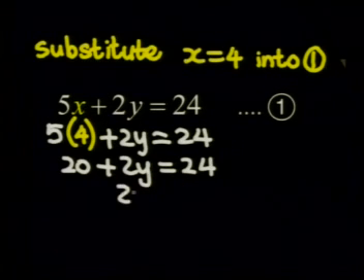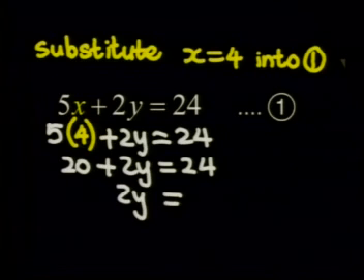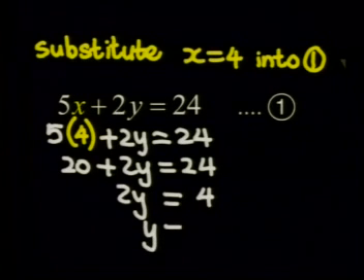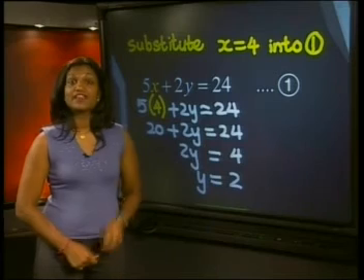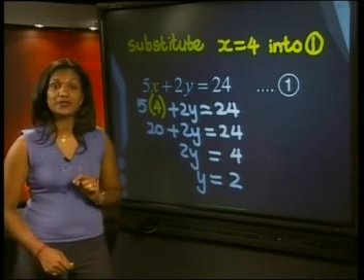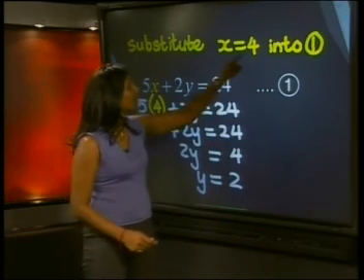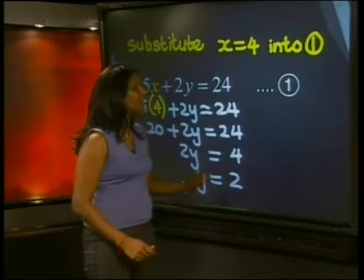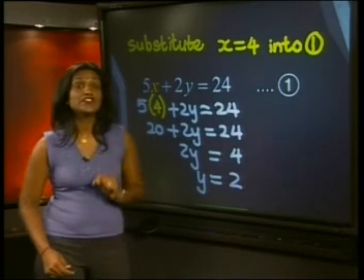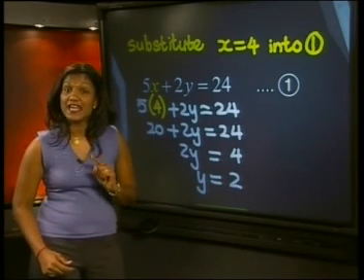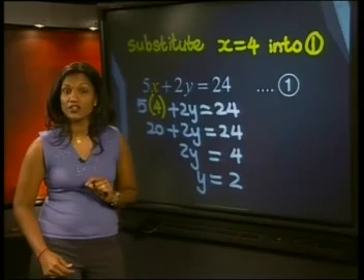We get 2y is equal to 24 minus 20, which is 4, and this simplifies to y is equal to 2. That's it. Our solution is complete. It is the ordered pair x equals 4 and y equals 2. Now I'll leave it to you to check that this solution satisfies both the original equations.